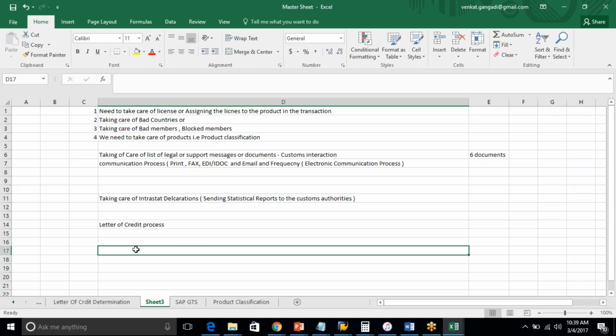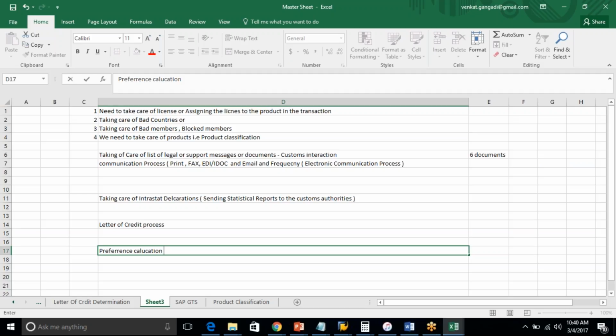Okay, so the other business scenario or requirement we need to think about is preference calculation. Generally there are some other rules and regulations also, but these are the major rules and requirements which we need to consider when you think about import or export.